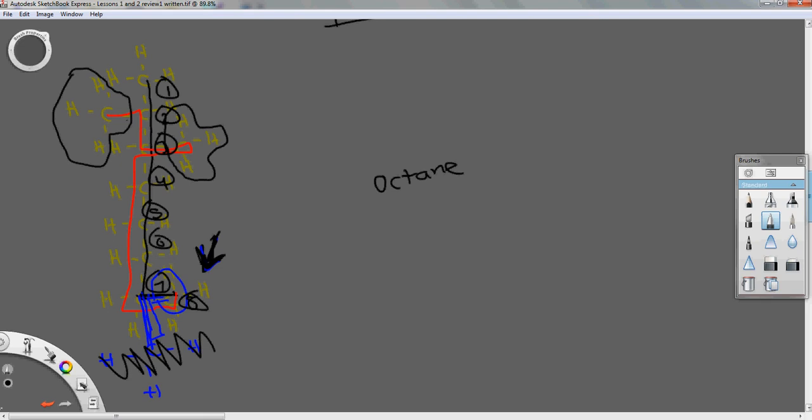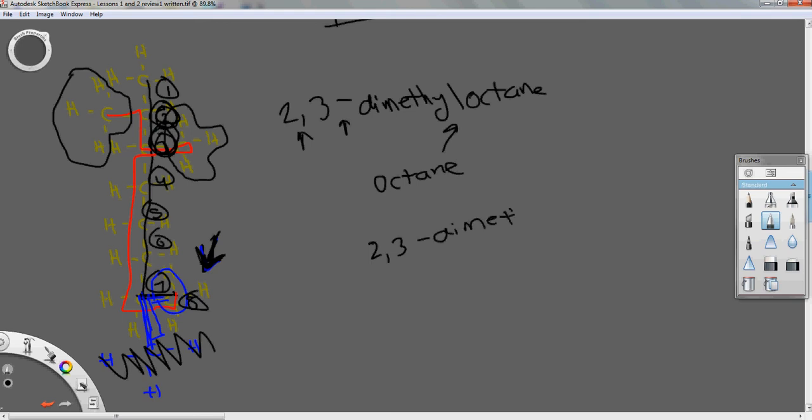Alright, so what carbons is it coming off? It's coming off the number 2 carbon and number 3 carbon. So 2, 3. So remember, comma between numbers, hyphen between words. Do you remember what we do to signify that both branches are methyls? Dimethyl. Then include the trunk, octane. So this compound was called 2,3-dimethyloctane.